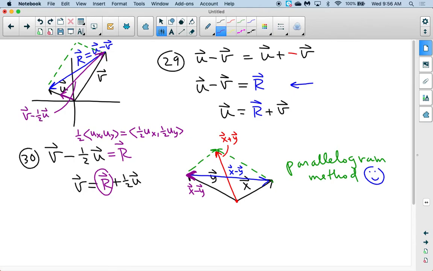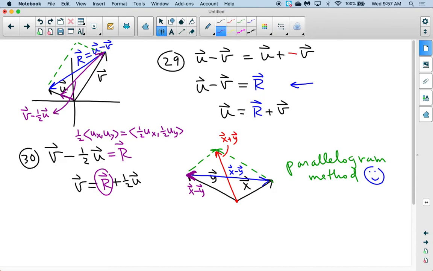So just try to remember, you're going from the vector, or the scalar multiple of the vector, that you're subtracting to the head of the vector you're subtracting from. Again, it's a nice little method, and if you just remember the parallelogram method we talked about, it should be okay on those.